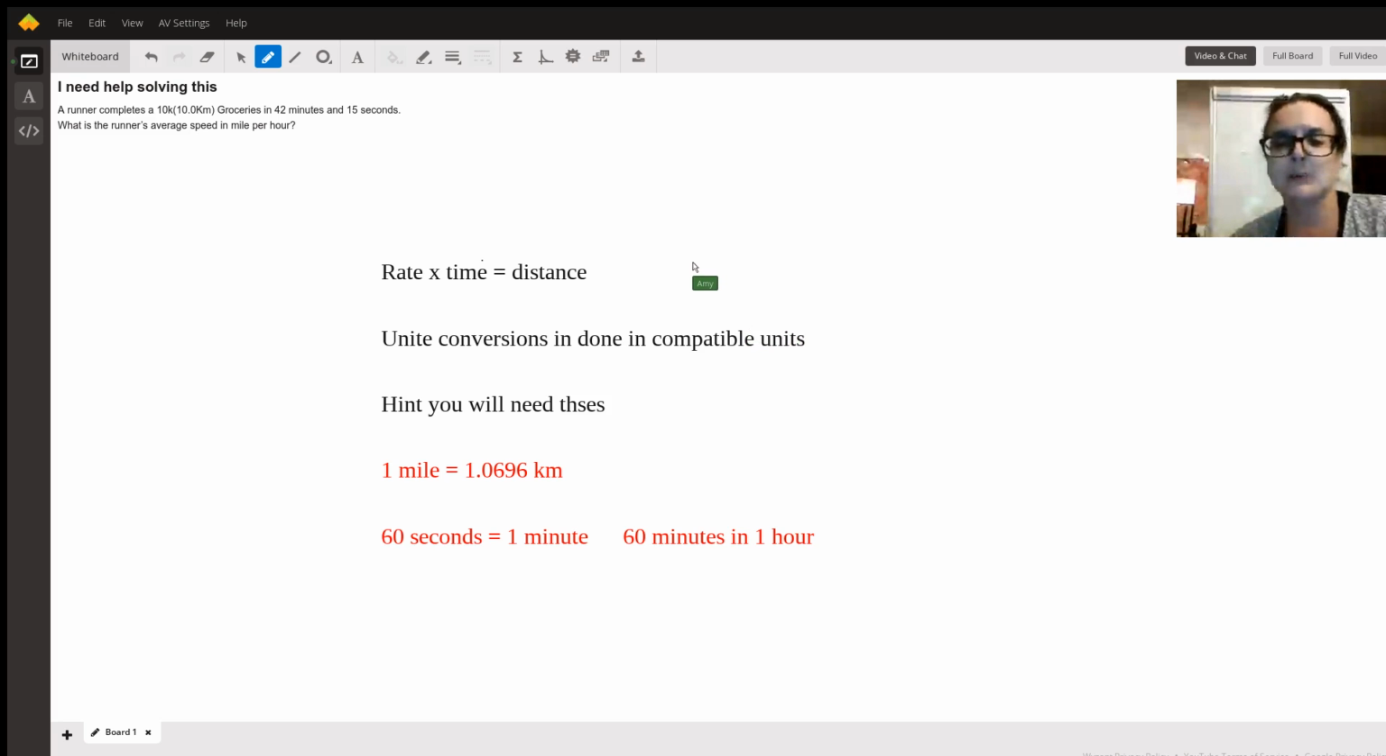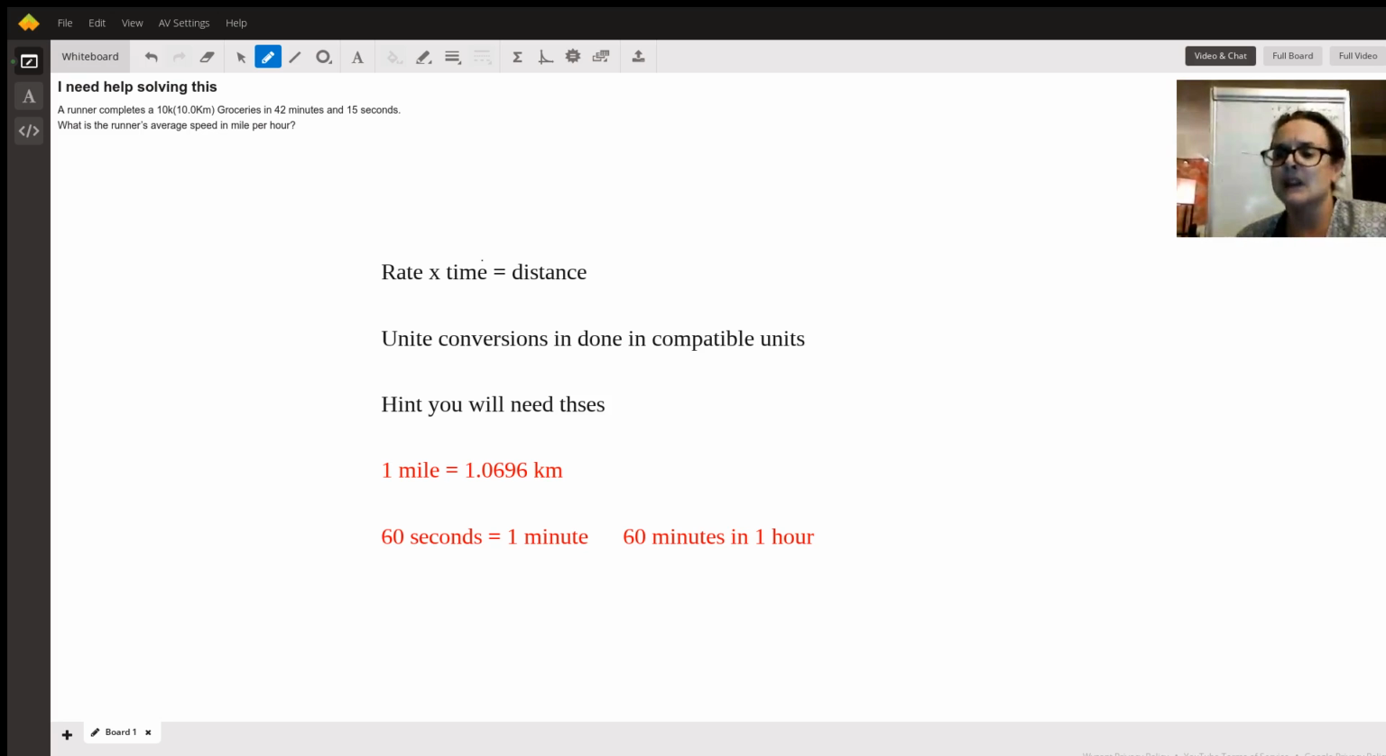Okay, so I'm just going to walk you through it and give you some tips on how to set yourself up for success with these problems. This is how I interpreted it. I think there was a little typo here. I think what this problem meant to say is that a runner completes a 10K to go get some groceries, and the trip took 42 minutes and 15 seconds. And it's asking what is the runner's average speed in miles per hour.